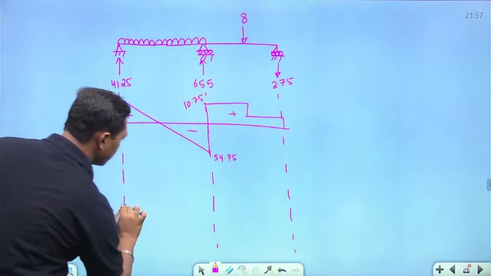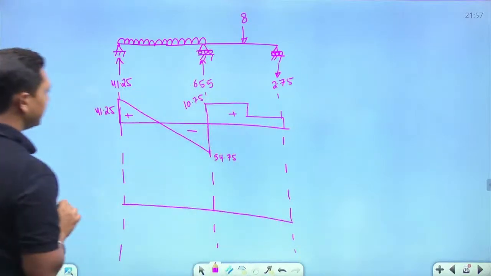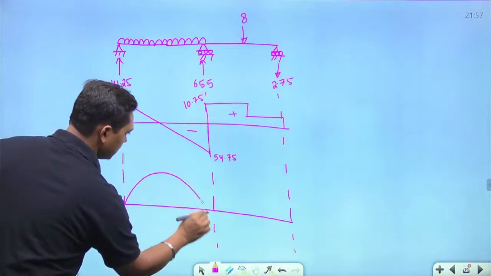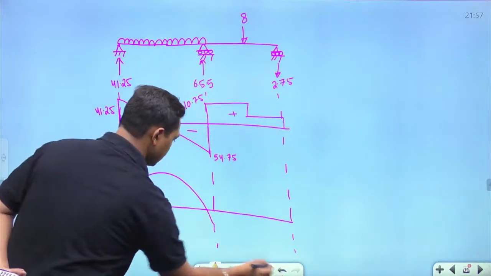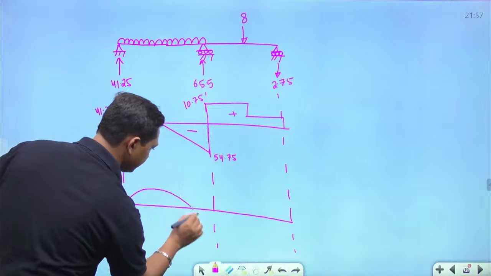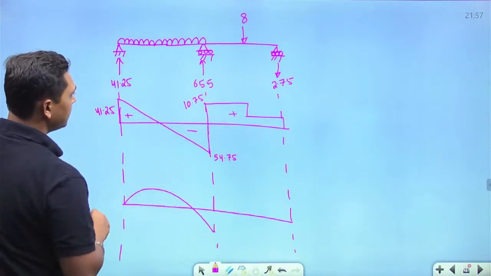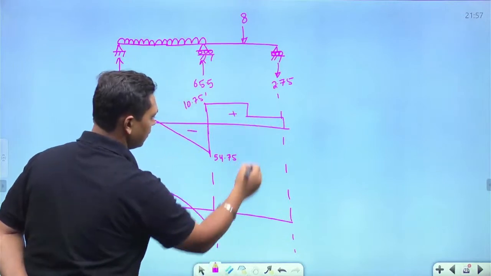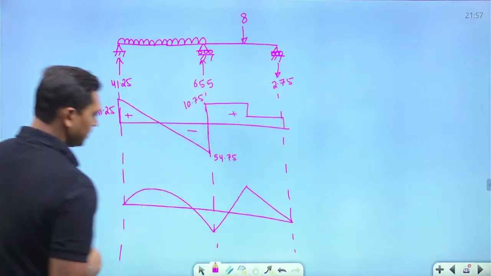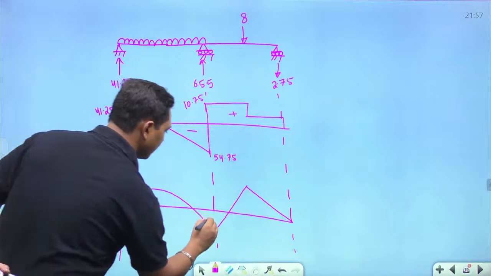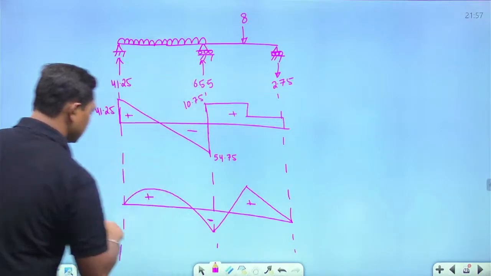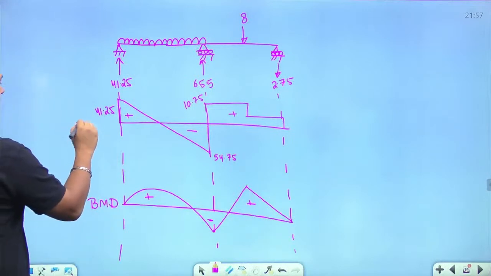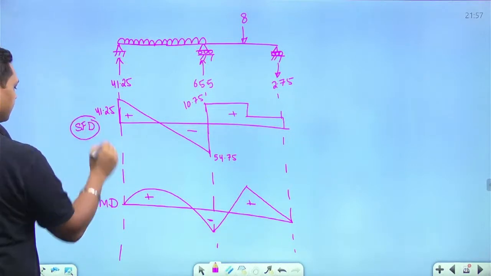Now, if you draw the bending moment diagram, it will be somewhat like this. Then it will be a straight line reaching a maximum value over here, and then 0. So plus, minus, plus. This will be your bending moment diagram. This is your shear force diagram.